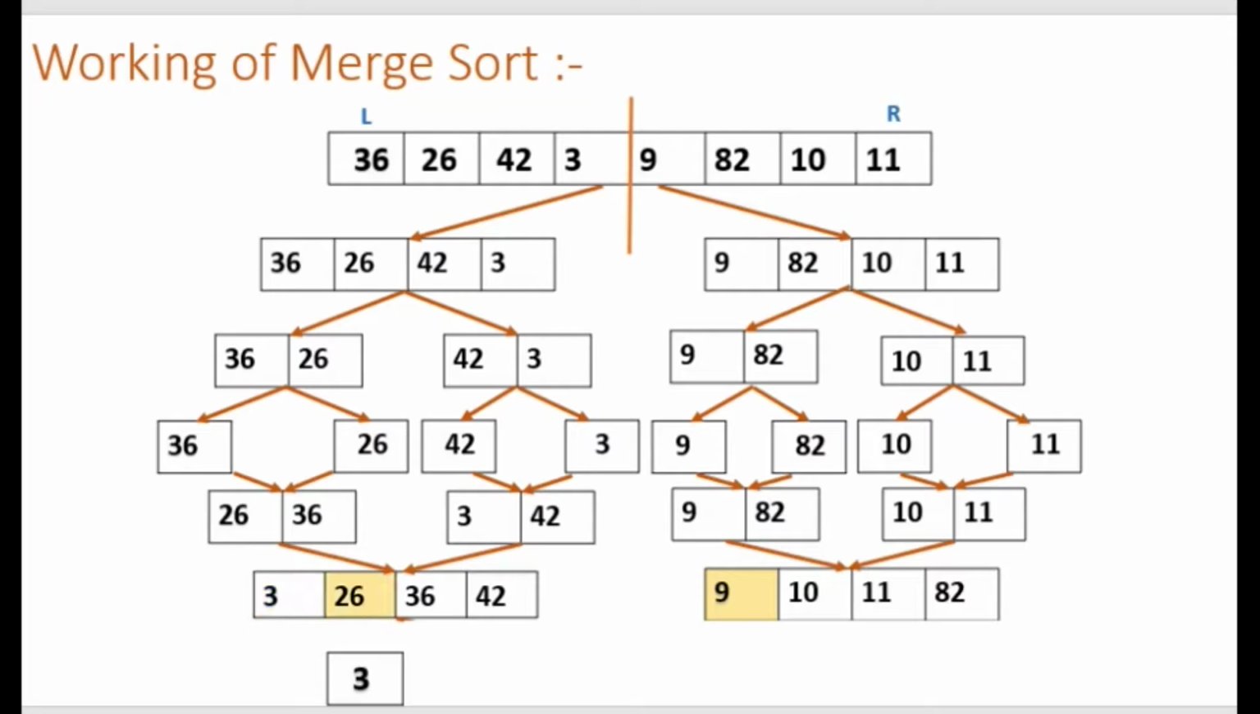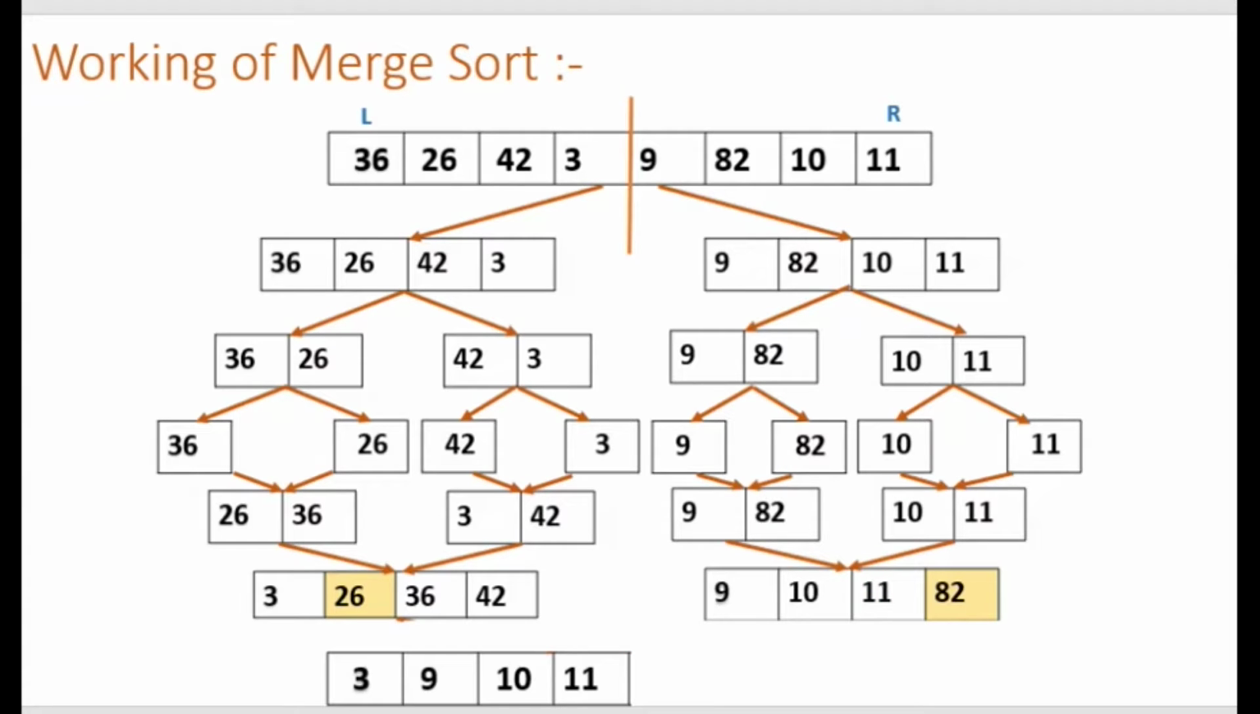Now 26 and 9 will be compared. 9 is smaller than 26, so 9 will come first into the sorted list. Next 26 and 10 will get compared. 10 is smaller, so 10 will come into the resulted list. Now 26 and 11 will get compared. 11 is smaller, so it will come into the result. So 11 will come into the resulted array.